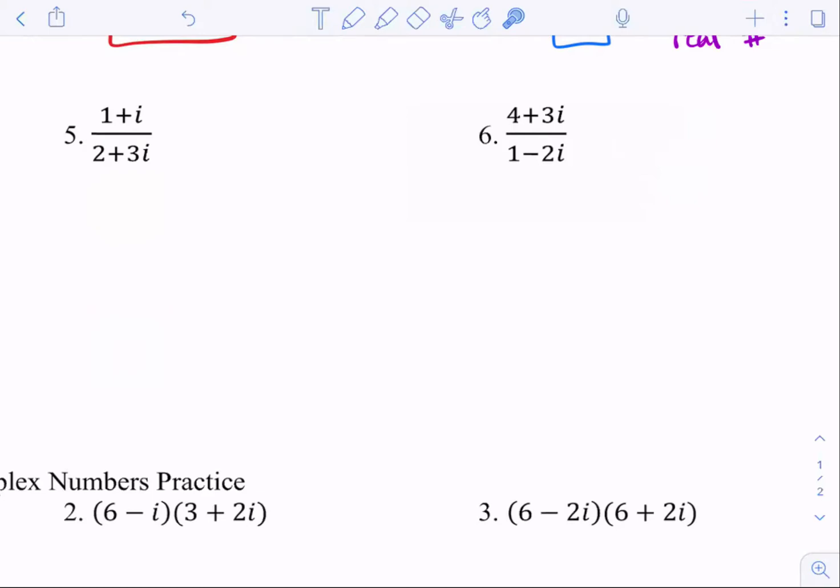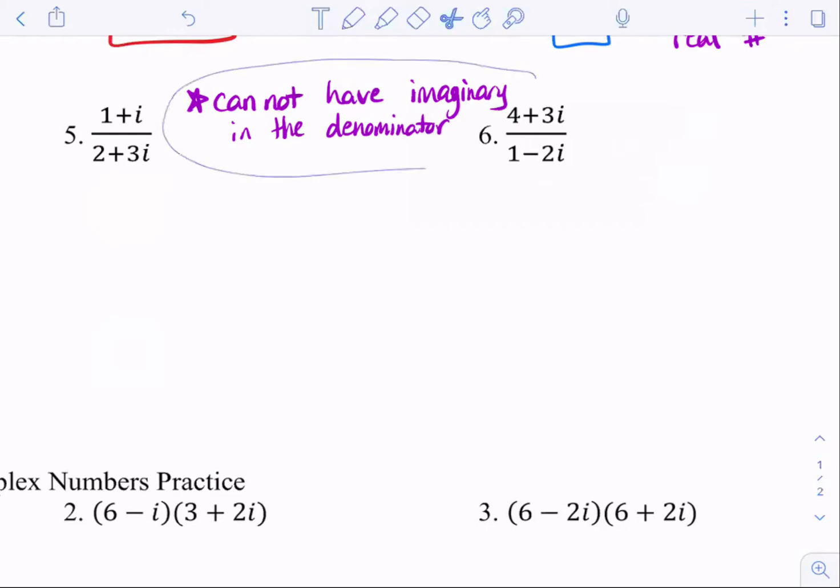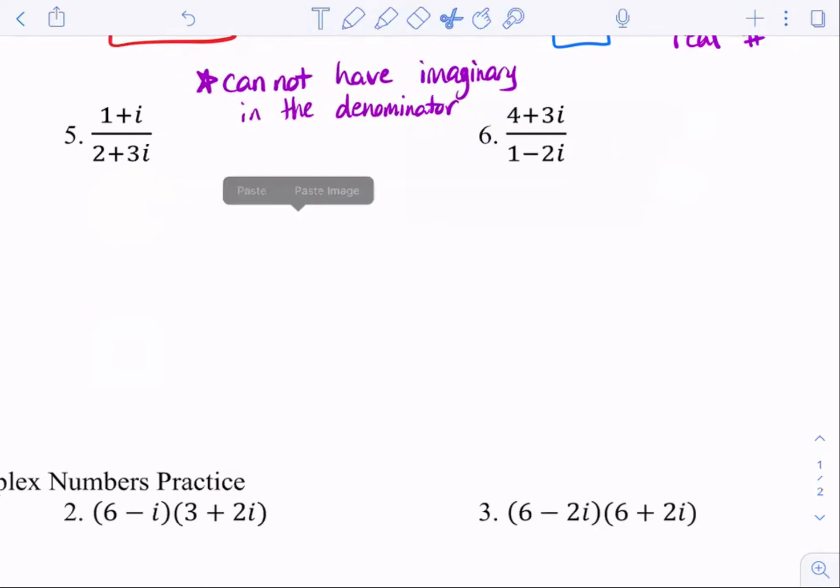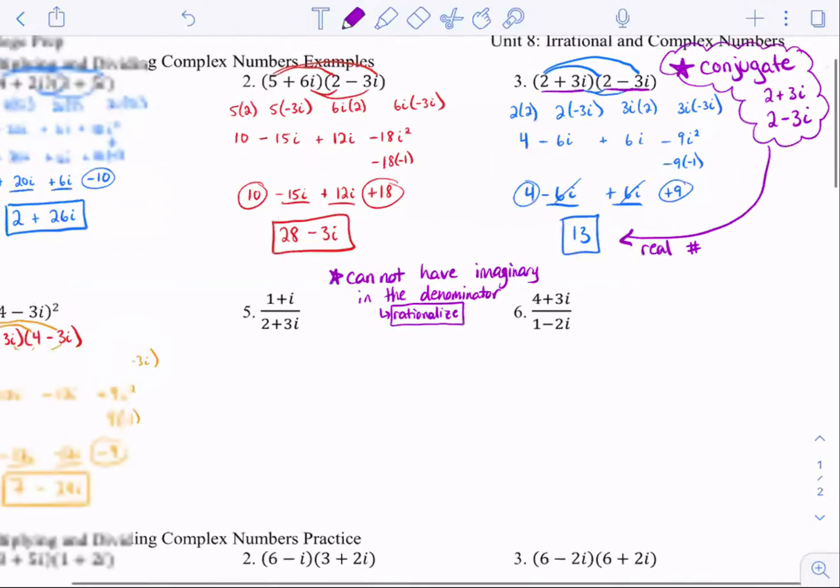You cannot have, so I'll put this in a note, again, a purple note: you cannot have imaginary numbers in the denominator. So this is very important. So now, since I cannot have an imaginary number in the denominator, I'm going to need to do something. How can I rationalize? So therefore we need to rationalize the denominator. So we've been over rationalizing. So now that is where this becomes important.